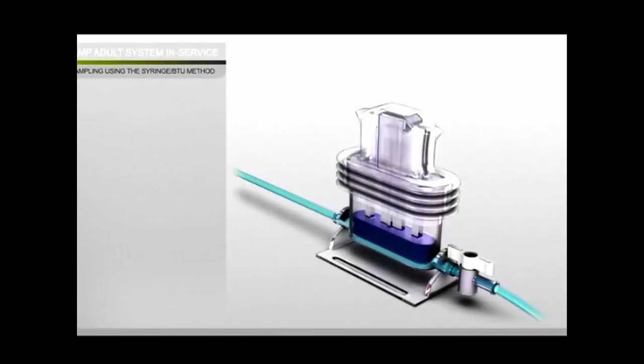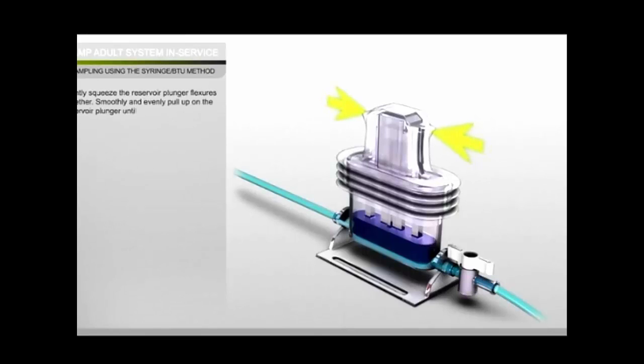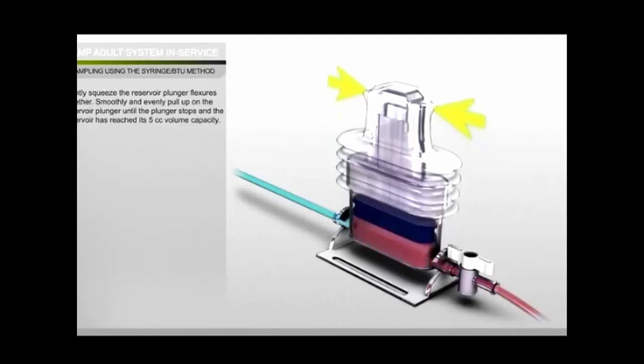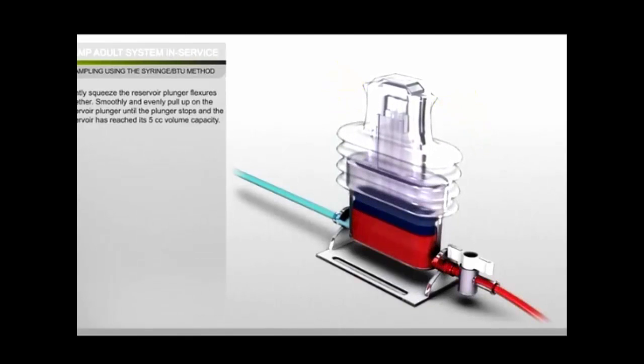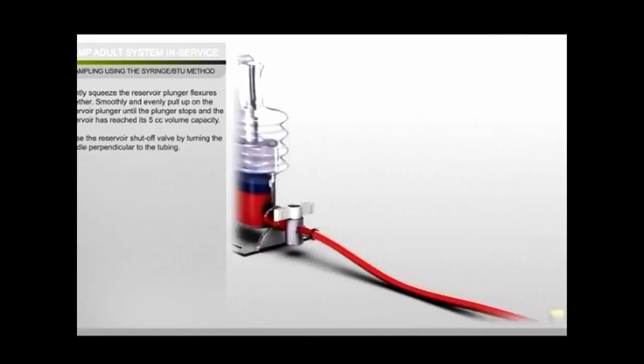Now that we have learned how to take a sample using the direct draw method, let us review the method of taking a sample using a syringe and blood transfer unit, or BTU. First, gently squeeze the reservoir plunger flexures together. Smoothly and evenly pull up on the reservoir plunger until the plunger stops and the reservoir has reached its 5 cc volume capacity. Once the clearing sample has been drawn, close the reservoir shutoff valve by turning the handle perpendicular to the tubing. This will further ensure that the sample drawn is from the patient and not the reservoir.